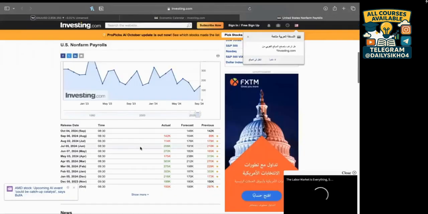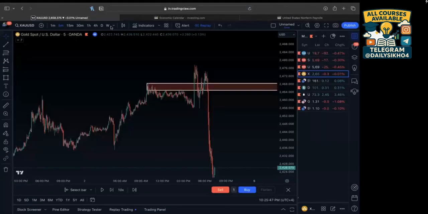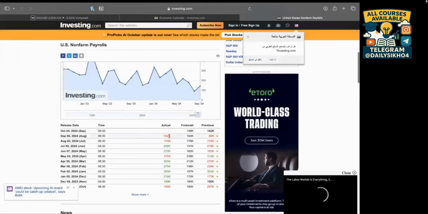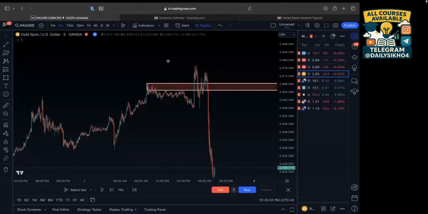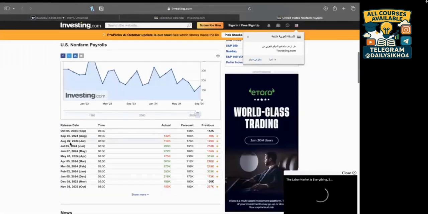And this NFP release was again lower than expected. So okay, now we're starting to notice a pattern that September NFP was lower than expected. Price went up and then went down, right? So news impact went up and then came down. So this is a pattern that we're starting to notice.